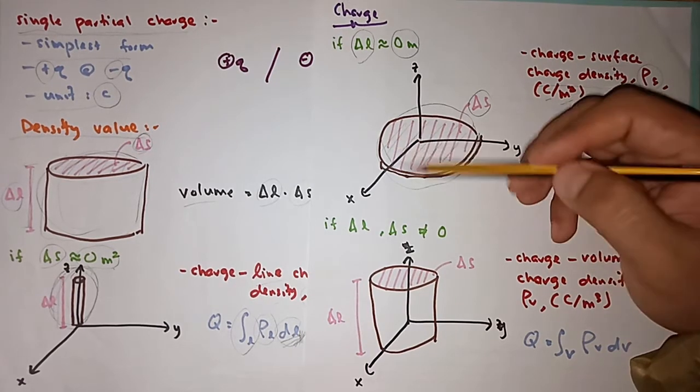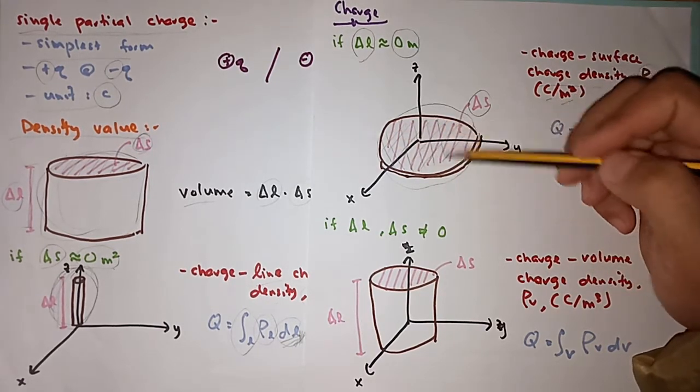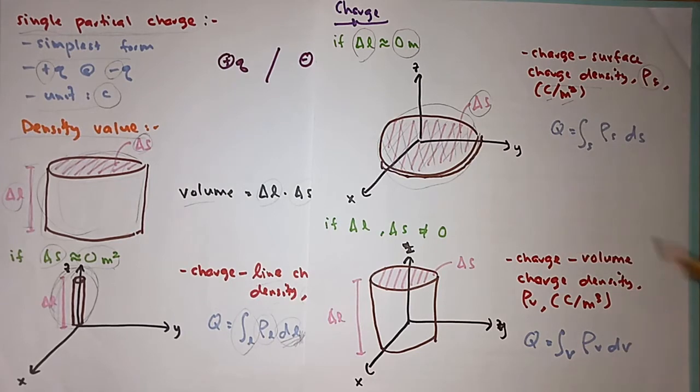In order to find the total charge existing in this particular surface, we just need to perform a surface integration of rho S dot ds.